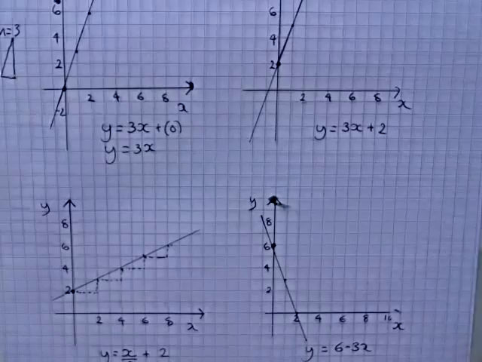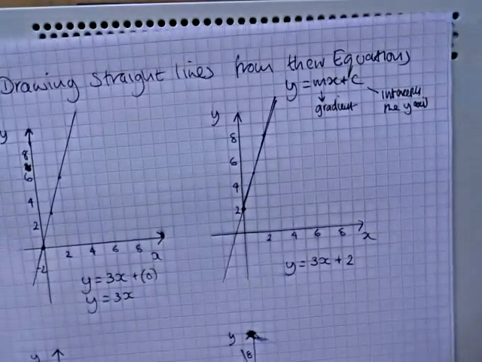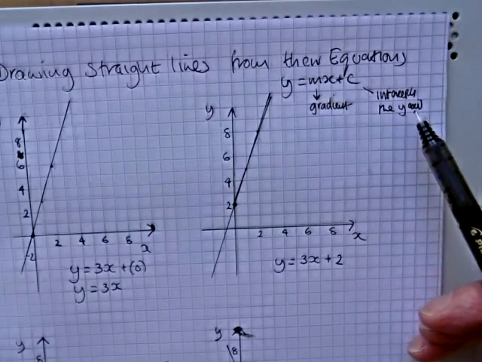So that is 4 examples of drawing straight lines from the equation, using the fact we know that m is the gradient and c is the y-intercept.